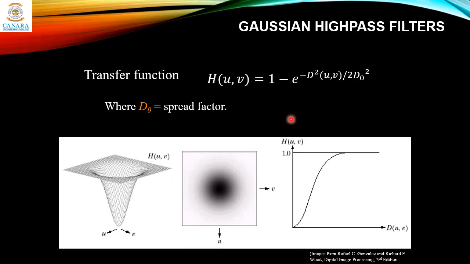The third type of high pass filter that we are going to learn is the Gaussian high pass filter. The transfer function is given by H(u,v) equal to 1 minus e raised to minus D squared(u,v) by 2 D0 squared, where D0 is the spread factor. The origin has low response, as you can see in the 3D plot, and as you move away, the response increases smoothly. This is quite similar to the Butterworth high pass filter, and the transition from black to white, that means from cutoff to pass band, depends on the spread factor D0.